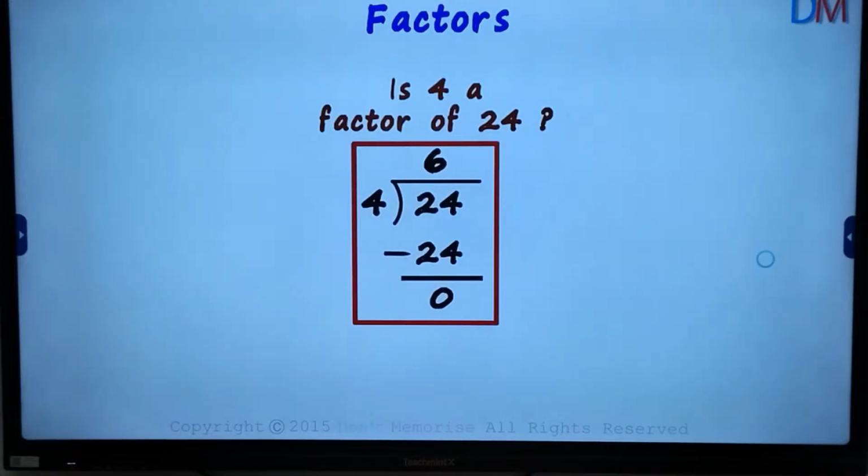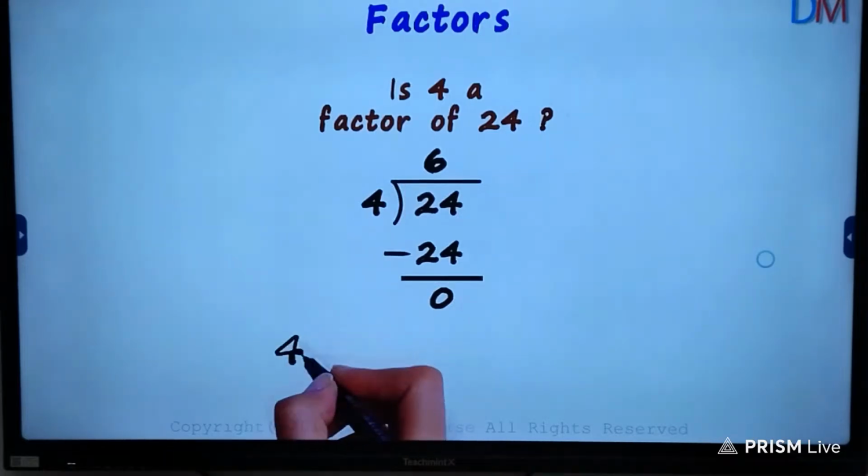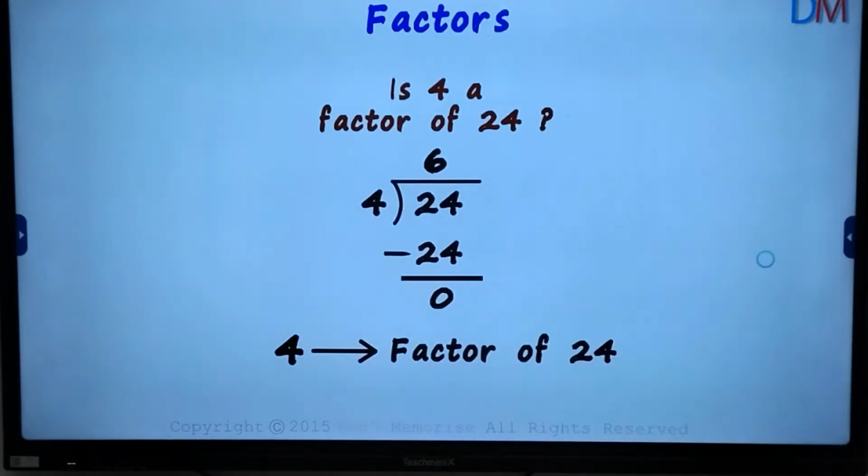So what does this imply? After the division, if the remainder equals 0, it tells us that the divisor is a factor of the dividend. Since the remainder is 0 here, we say that 4 is a factor of 24. It also means that 24 is divisible by 4. In short, the factor of a number is an exact divisor of that number.